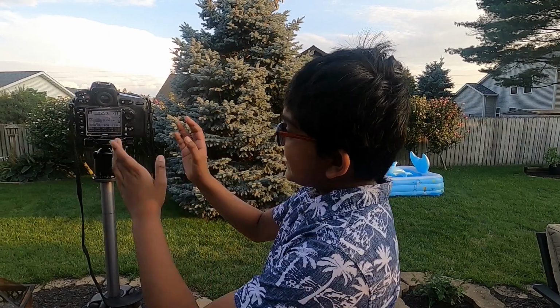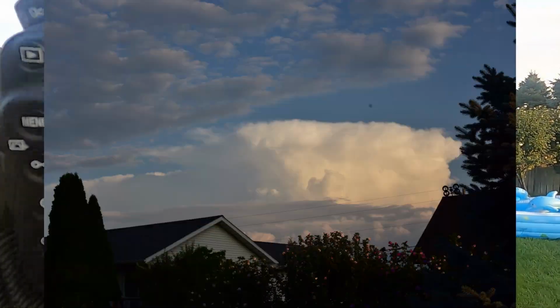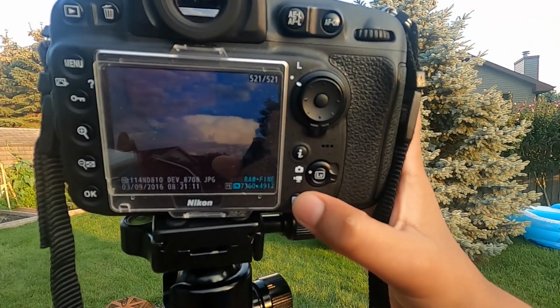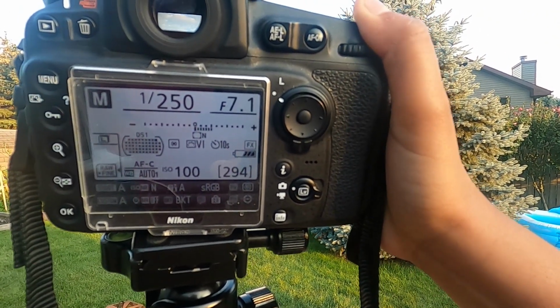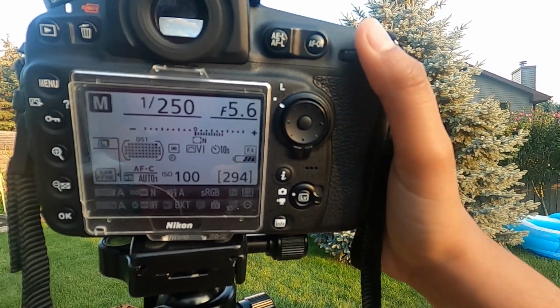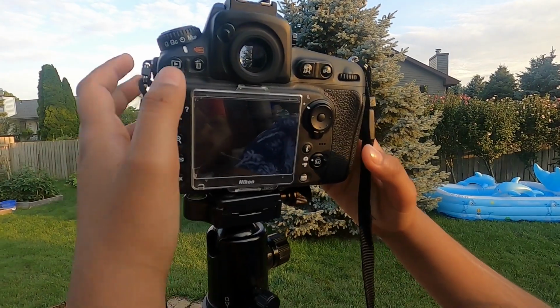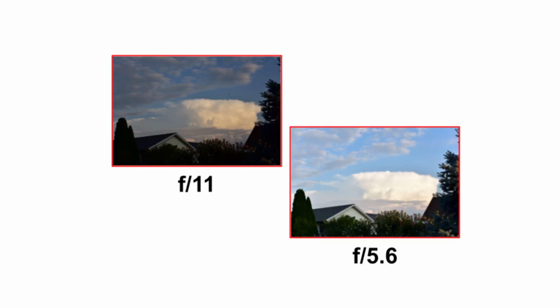Okay guys, so as you can see here, the photo's pretty dark. So I'm gonna crank down the f-stop to maybe, I think, 5.6. So now we're gonna take a picture at 5.6. Okay everybody, so we're gonna show you what f5.6 looks like. So right there, you can already see a difference. This is f11, this is f5.6.